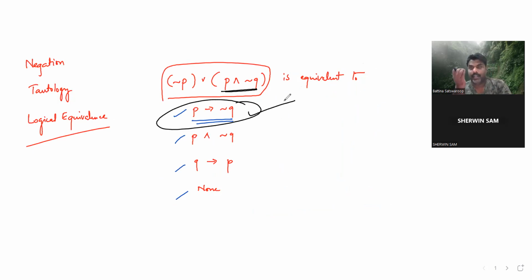Do you understand? Now what should you do for this? You should know the truth tables and you should be able to apply them one by one for the given question. Clear? Yes, sir. Right. Fantastic. Next question.